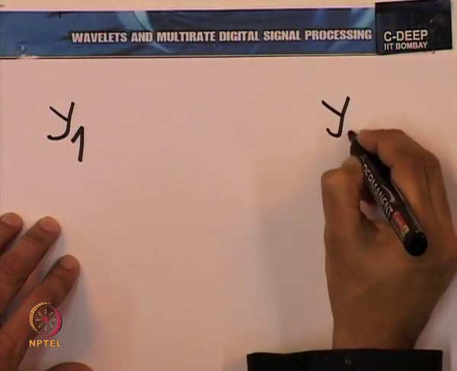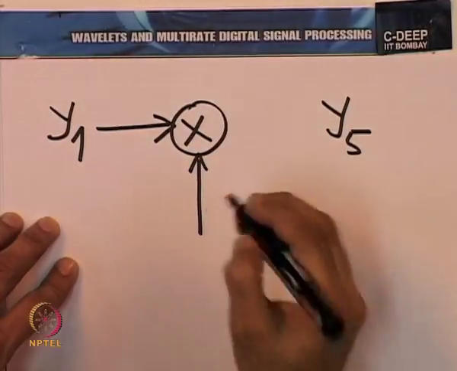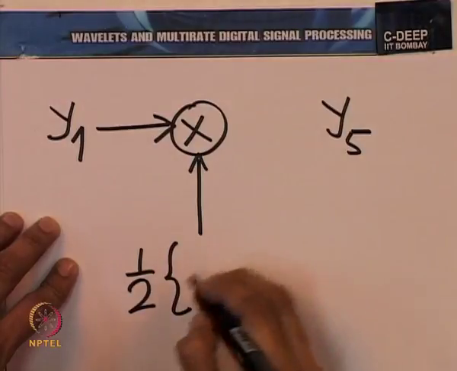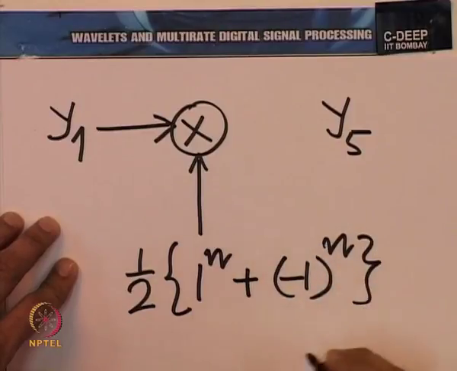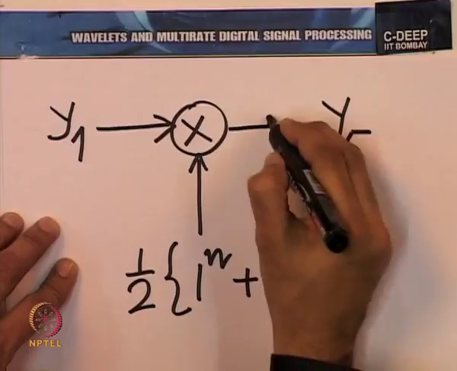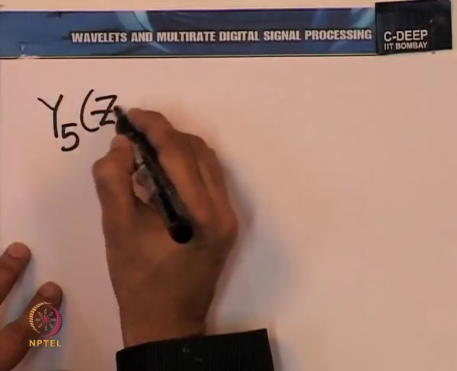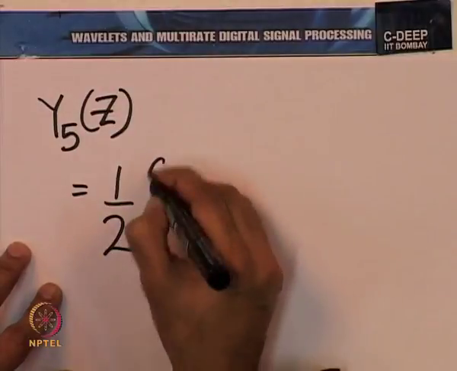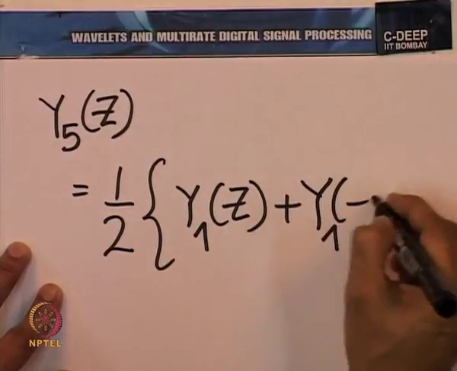So, we will put the relation between y1 and y5, and y1 to y5 is essentially just a modulation. Modulation by 1 raised to the power of n plus minus 1 raised to the power of n multiplied by half. And therefore, the Z transforms are easily related. y5 of z is half y1 z plus y1 minus z.